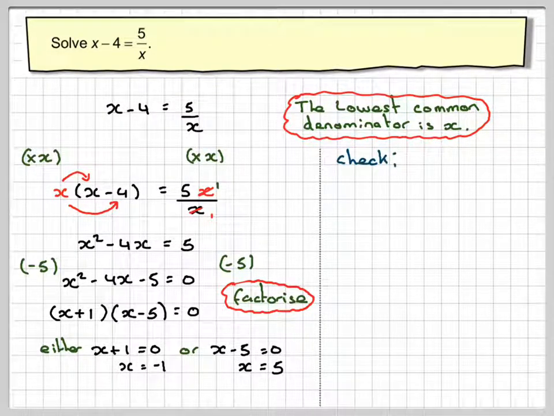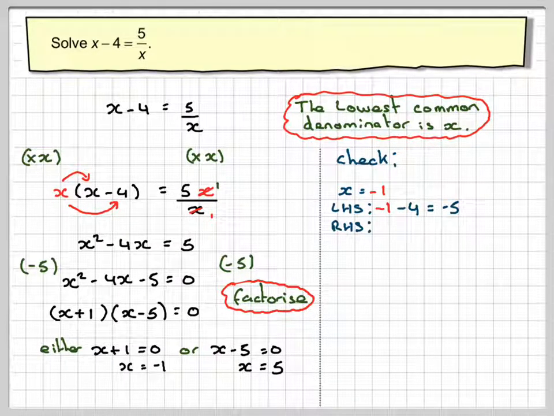Checking this, so we're going to check that when x is equal to minus 1, the left hand side, x minus 4, becomes minus 1 minus 4, which is minus 5, and the right hand side, which is 5 over x, will be 5 over minus 1, which is minus 5. So we've got agreement, so that is the solution.